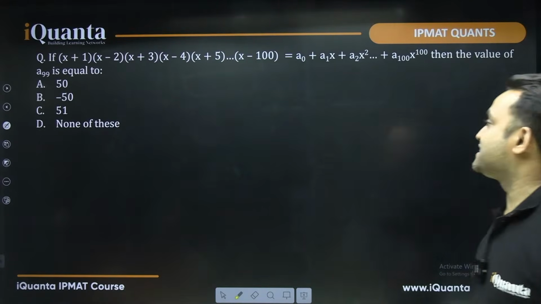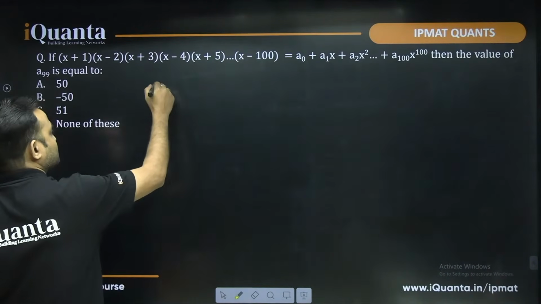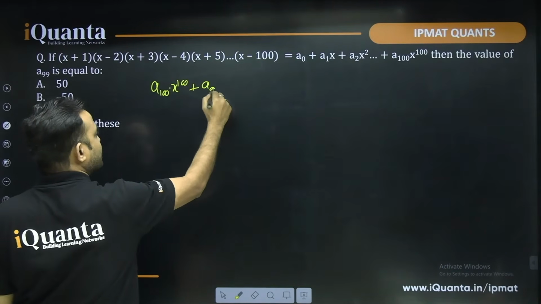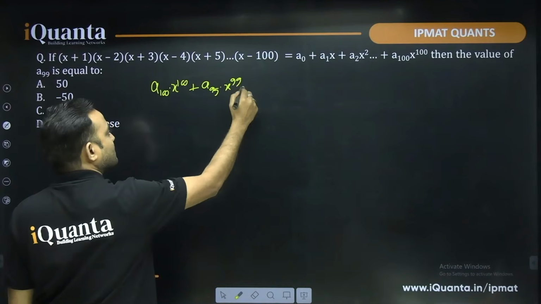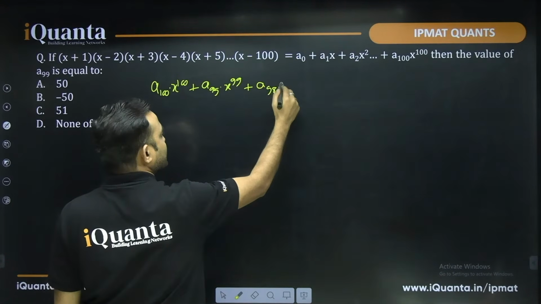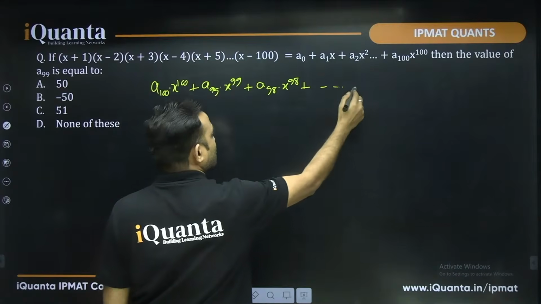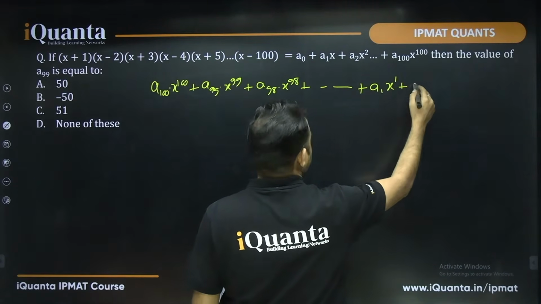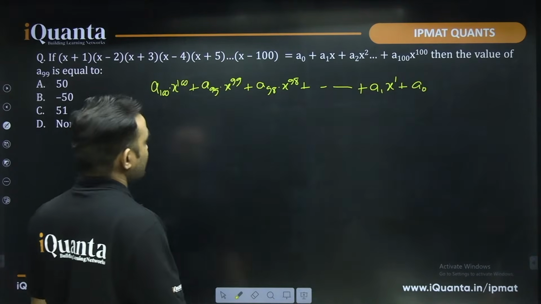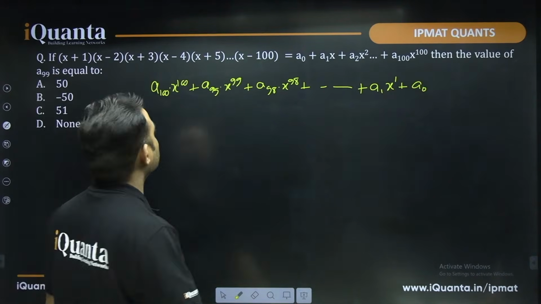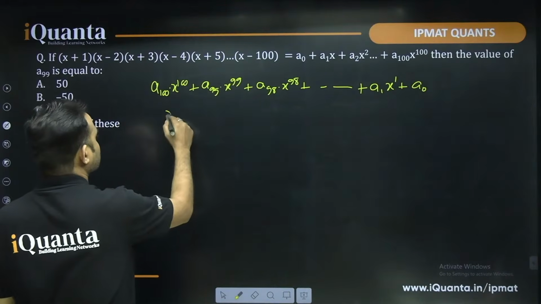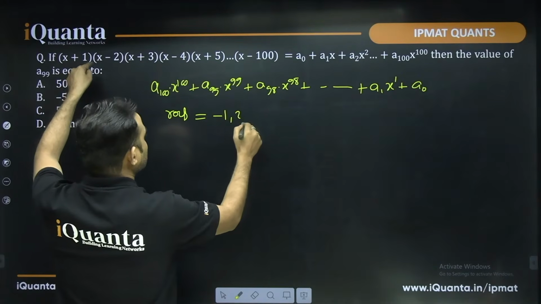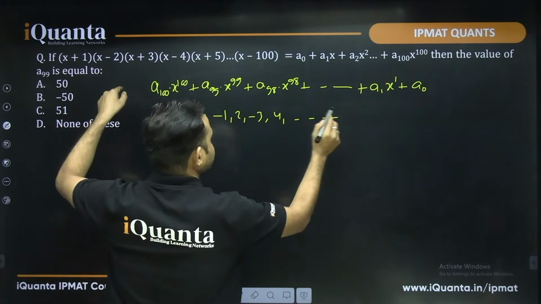यस आयुष, ये जल्दी करने वाला ही क्वेश्चन है. A100 x to the power 100, A99 x to the power 99, A98 x to the power 98, and so on, A1 x to the power 1 and A0. This is the equation. And the roots, what will be the roots? Roots will be -1, 2, -3, 4, and so on.